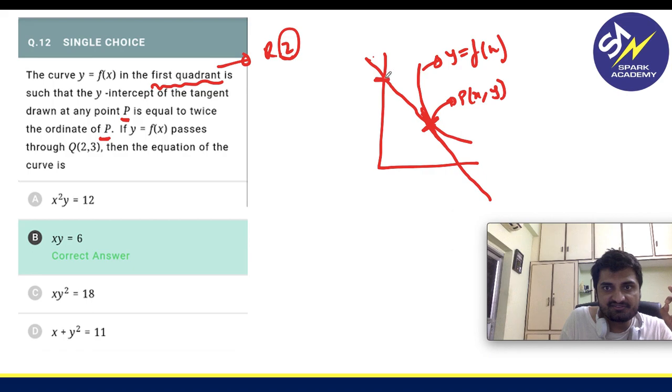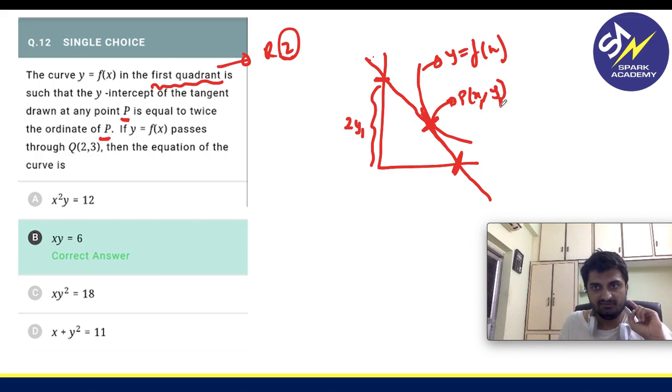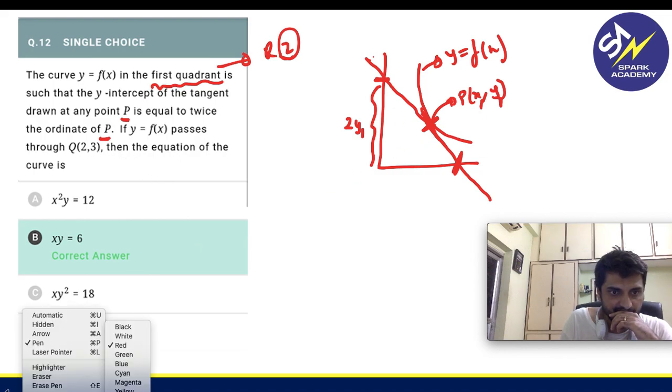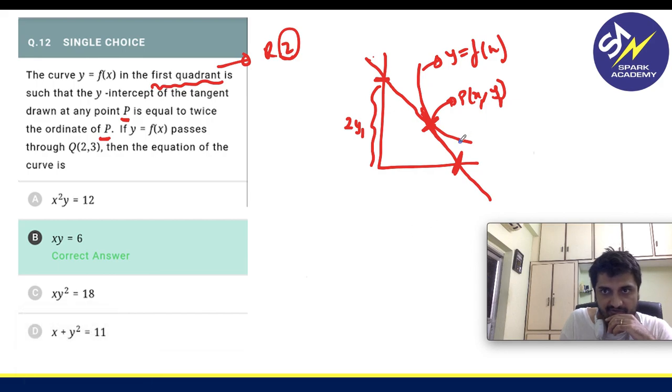Now what he's saying is the tangent drawn, so this is the tangent line basically, is twice that of the ordinate of the P. So this is basically 2y1 I can write. x1 y1, this is 2y1. Okay. So what else did he say? Y equals f of x passes through the point 2 comma 3, then the equation of the curve is correct. Y passes through 2 comma 3.